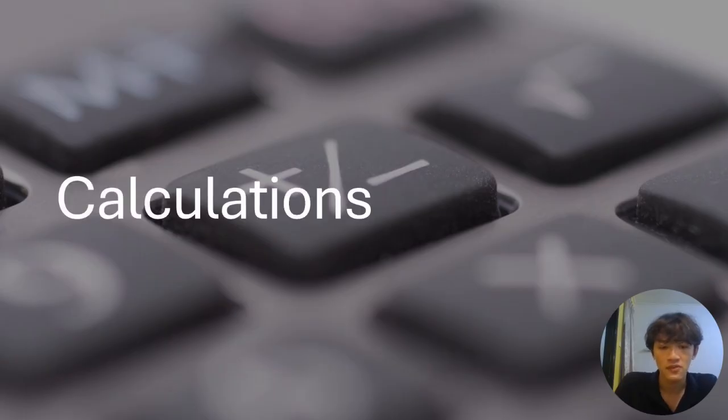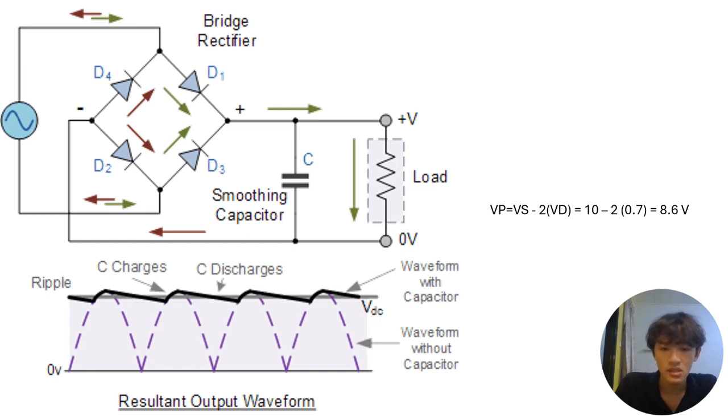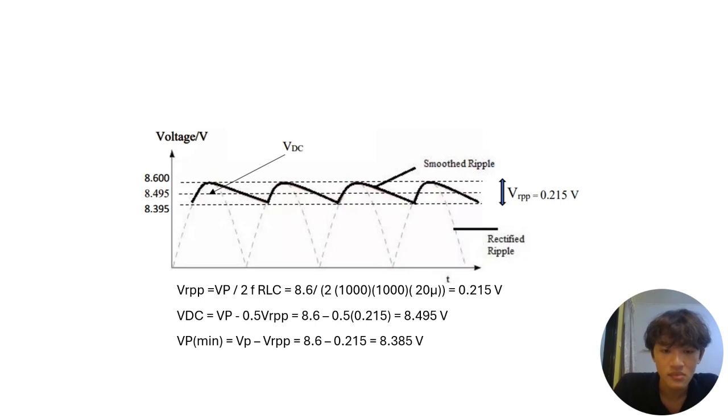Now for the calculation part. In order to find the peak voltage, we use Vs minus 2Vd, and we get the value of 3.6 volts. To find the ripple peak-to-peak voltage, we use Vp over 2fRLC, which is the formula for the ripple peak-to-peak voltage, and we get a value of 0.215 volts.